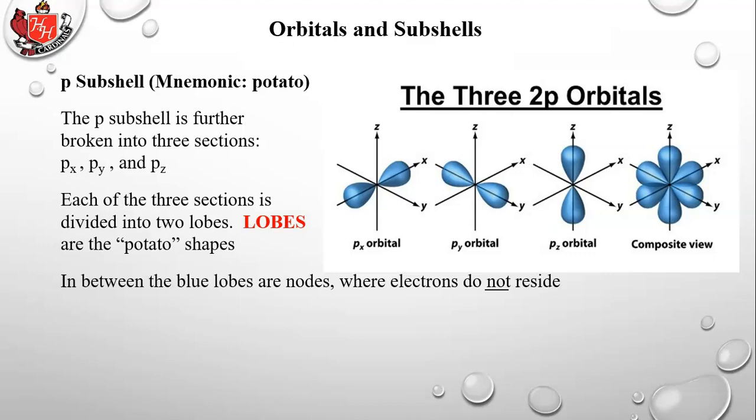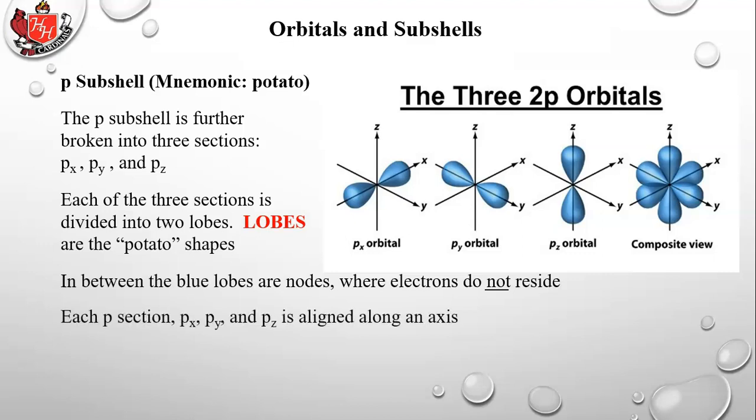In between the blue lobes are nodes where electrons do not reside. And that would be right where the nucleus is, right in the center of the atom. Now the question is, can they get from one lobe across to the other one? And the answer is they can. How they do that is one of the mysteries of nature that you don't need to understand. But in the PX orbital, or subshell as we like to call it, they can go from the left side to the right side, even though in between the left and the right there's an area where they're not supposed to be able to go. They can get over there somehow. You don't need to understand why.